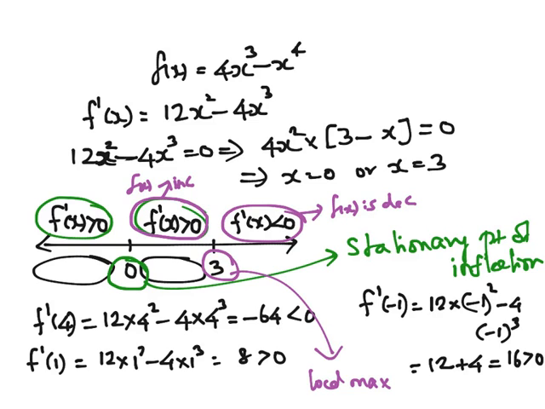Okay, now we also notice that at the point of inflection the second derivative will always be 0. So let me cross check in this particular problem.